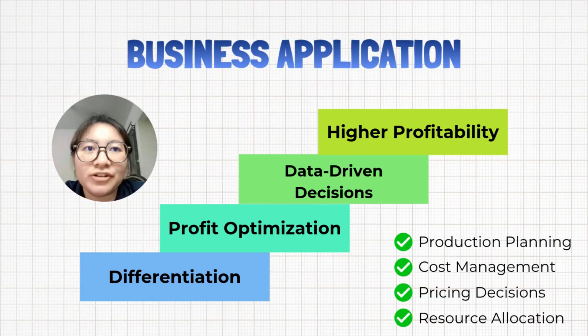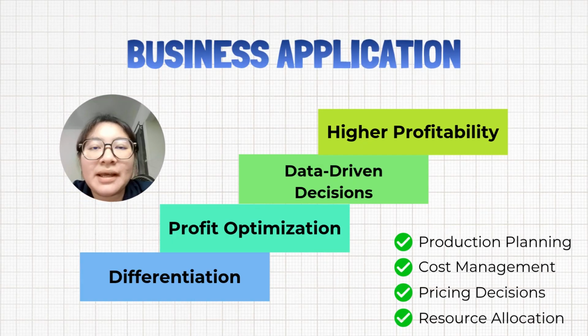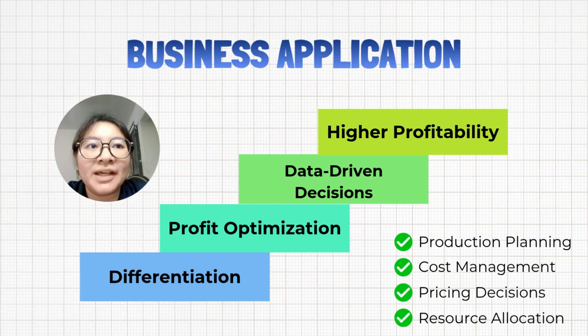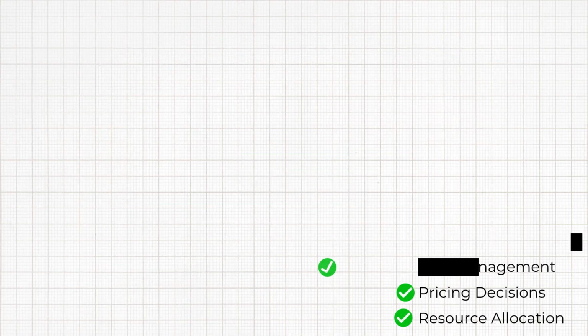Differentiation plays an important role in business decision making. By applying differentiation, businesses can optimize profit and make more data-driven decisions. As a result, organizations can improve profitability and enhance overall business performance. In practice, differentiation is commonly used in production planning, cost management, pricing decisions, and resource allocation.